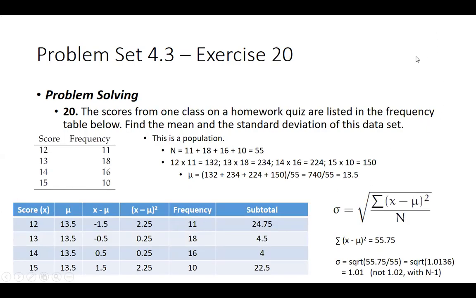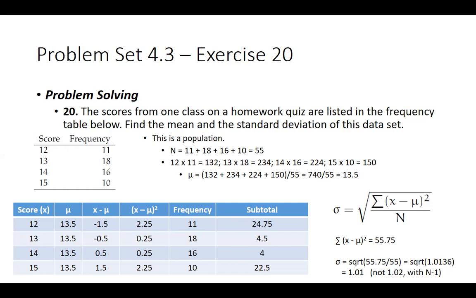Finally, we have number 20. The scores from one class on a homework quiz are listed in the frequency table below. Find the mean and the standard deviation of this data set. These are going to be all the scores from one class. This is an entire population.